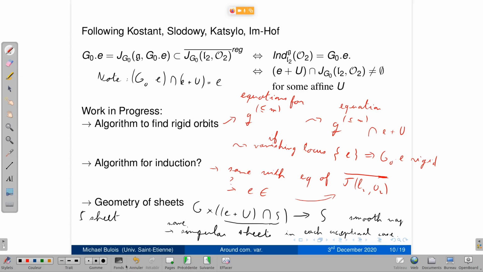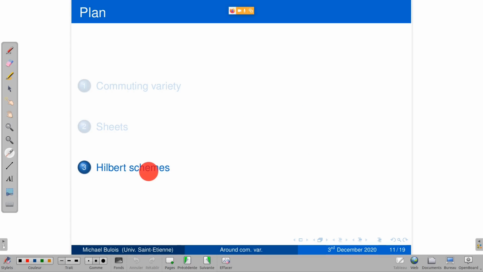And the hope can be also that if you know the geometry of the sheet, maybe you can understand better the geometry of the commuting variety, but I have no result in this direction yet. So this is all I wanted to say about sheets, and then I come to the Hilbert scheme.